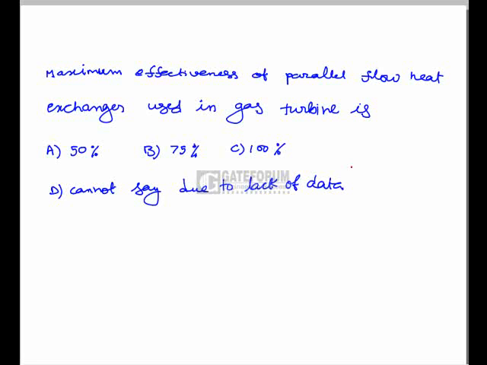Maximum effectiveness of parallel flow heat exchanger used in gas turbine is. Here the right answer is 50%. So in the options, the right option is A.